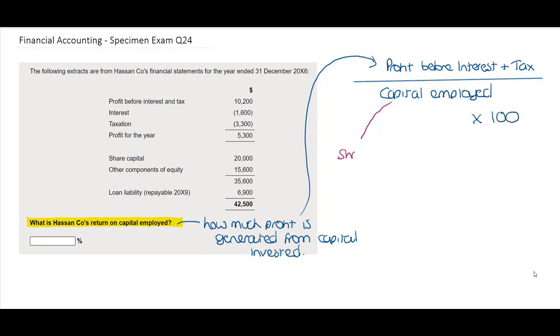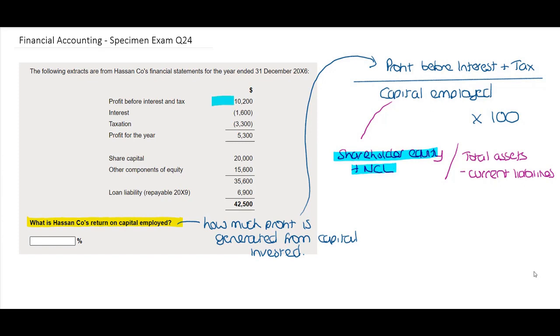One is to use the shareholder equity plus non-current liabilities. Alternatively, you can take total assets minus current liabilities. The information provided doesn't include total assets and current liabilities, and so we'll use this option instead. Calculating Hassan's return on capital employed, we can see that the profit before interest and tax is 10,200. We need to divide this by the shareholder equity and non-current liabilities.